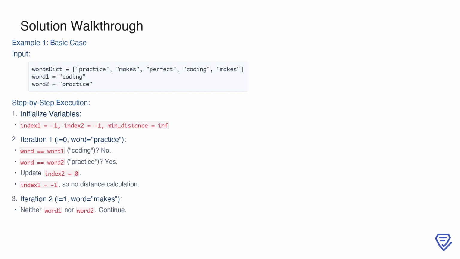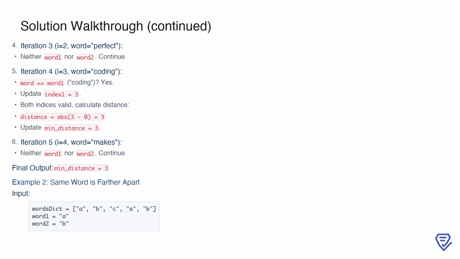Now, as we iterate through the list, we start with the first word at index 0, which is practice. Since it matches word2, we update index2 to 0. However, since index1 is still -1, we can't compute a distance yet. Moving to the second word, makes, it doesn't match either word1 or word2, so we simply continue without making any updates. Next, we encounter the word perfect at index 2, which again doesn't match either word1 or word2, so we move on.